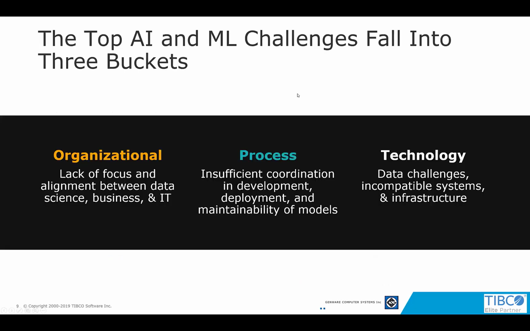So the top three AI and ML challenges fall into these three buckets: organizational, so the lack of focus and alignment between your data science teams, your business teams, and finally IT. Process challenges, so coordinating, developing, deploying, and maintaining the models. So all of that, there are challenges found there. And then finally, technology. So we saw the top challenge was dirty data. So data challenges, incompatible systems, and then infrastructure challenges.